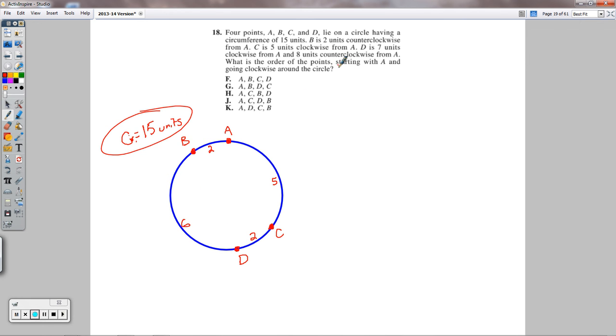What is the order of the points, though, starting with A and going clockwise around the circle? It looks like we don't have to know the distances from those points. We just have to put them in order. So going clockwise, A, then to C, to D, and then to B finally. So A, C, D, B is the one we're looking for. It looks like that is choice J for number 18.